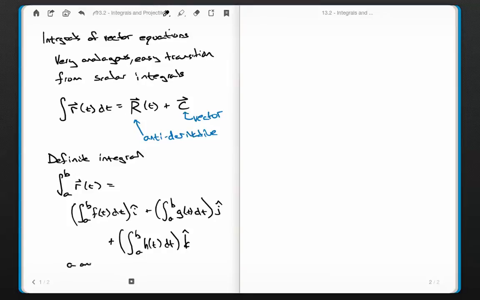So a and b are values of time, values of t. And that's important. Let's rewrite that here. Are values of t. And they're the same, a and b, for the vector function here. When we break it down into little scalar functions, a and b remain the same for each one of these. That's very important.